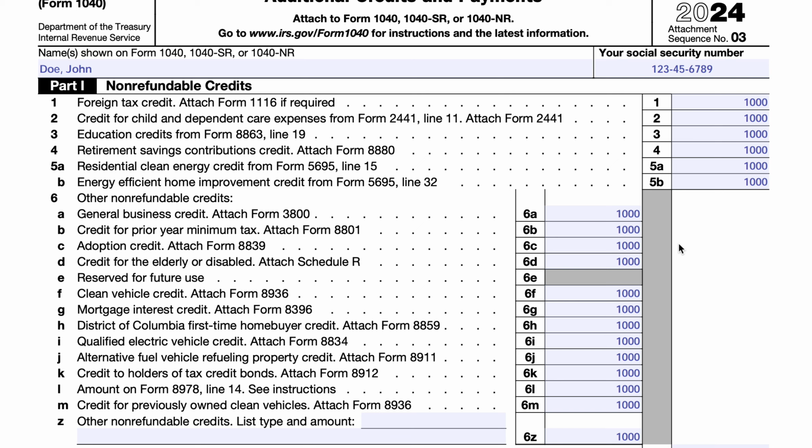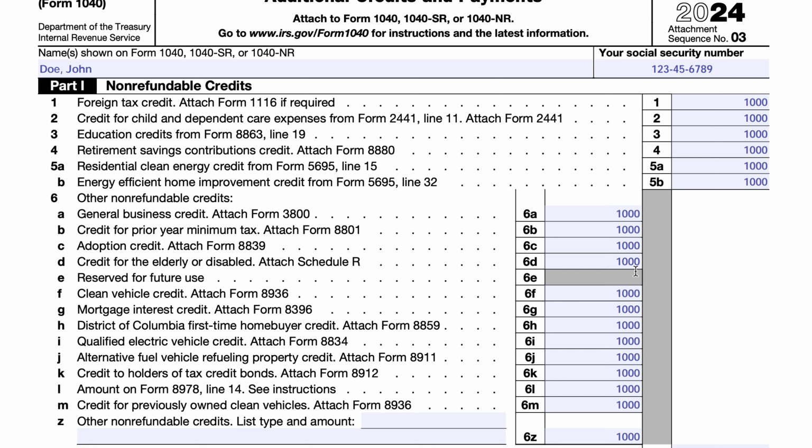In line 6D, this is the credit for the elderly or disabled. Schedule R is the schedule that's used. I don't see this too often, but it is a schedule that can be used to calculate a tax credit, and that tax credit would go into line 6D.